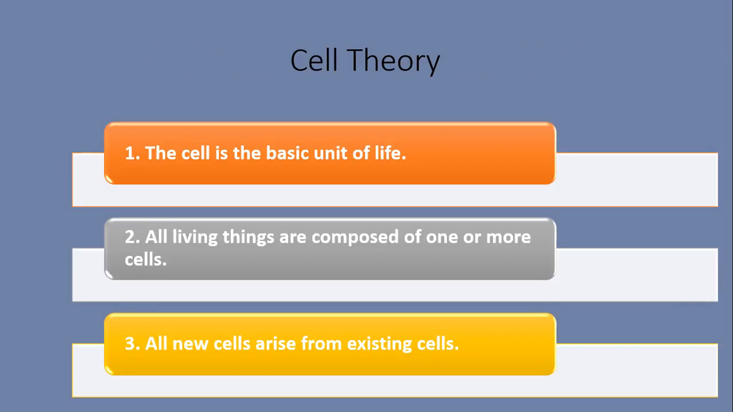The cell theory just states three main points. These points are that the cell is the basic unit of life, all organisms are composed of one or more cells, and all new cells arise from already existing cells.